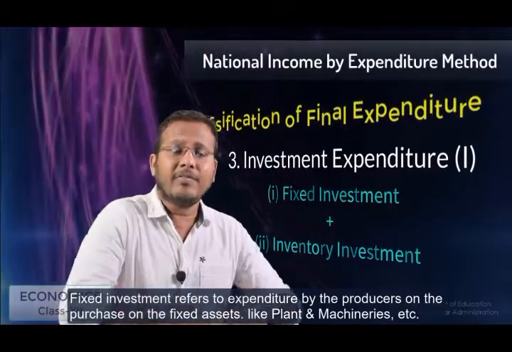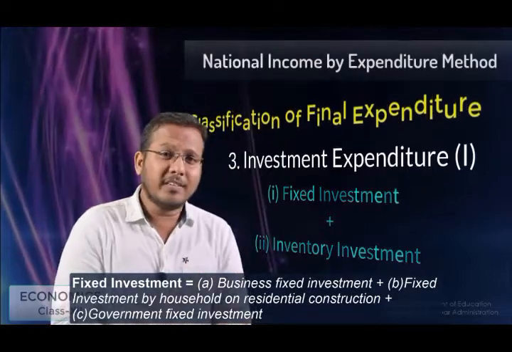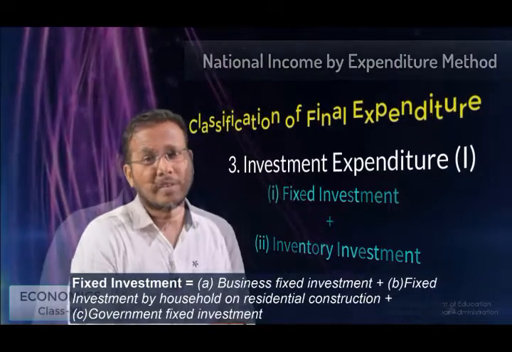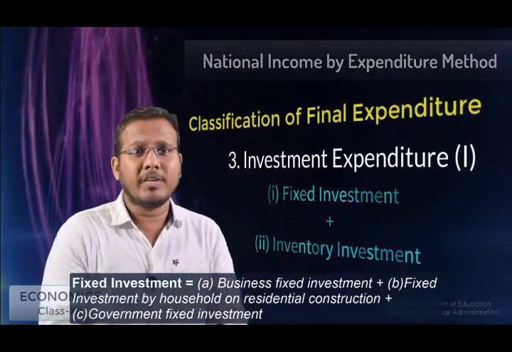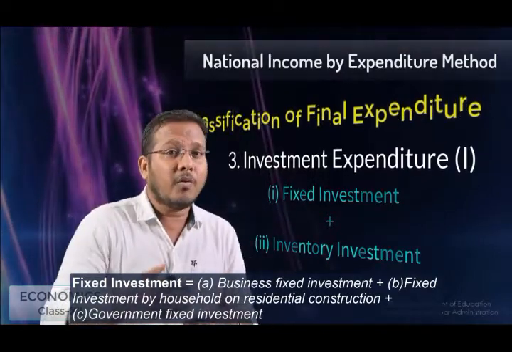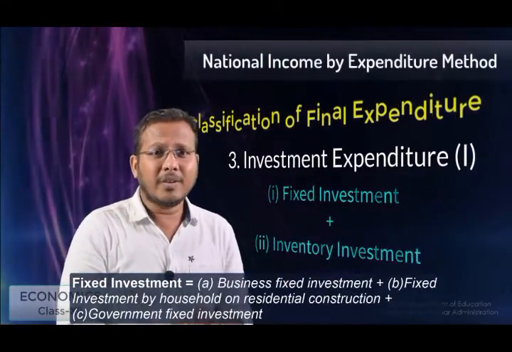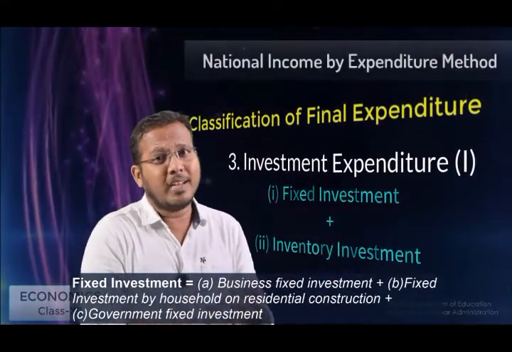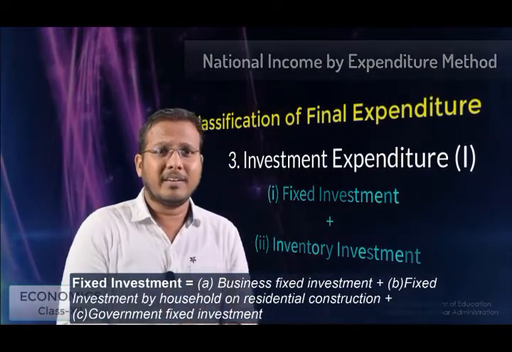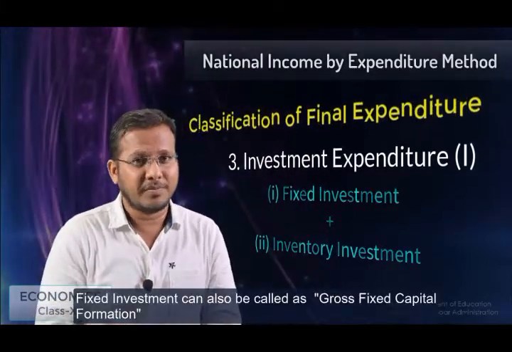And when we further classify the fixed investments, it can be classified as the business fixed investments, fixed investment made by the households in the construction of houses, and the other public fixed investments or the fixed investments by the government. So here, when we take the value of all the fixed investments made by these three components, that is the business firms, household and the government, we get the total value of fixed investment. That can also be called as what? The gross fixed capital formation.